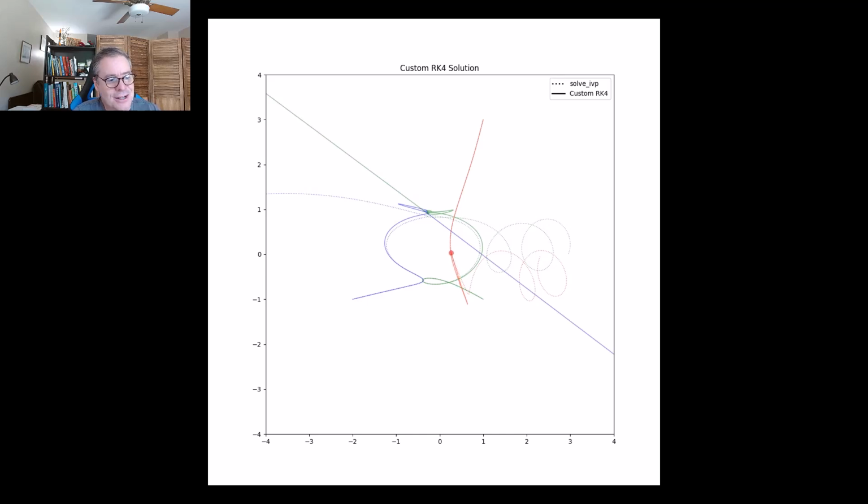So these are very closely aligned initially, at least, up until that moment when the two bodies approach each other very closely. Then the RK4 diverges from that more accurate solution that was plotted with solve IVP.